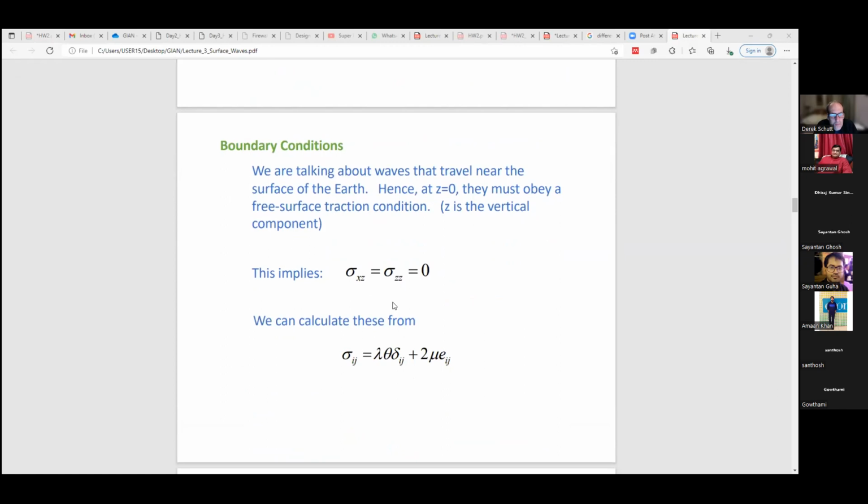Can you please tell me once again what this theta means here? So theta is the dilatation, and it's the trace of your strain tensor. So it's E11 plus E22 plus E33, which is du1/dx1 plus du2/dx2 plus du3/dx3. Okay. And I don't have these slides right now.